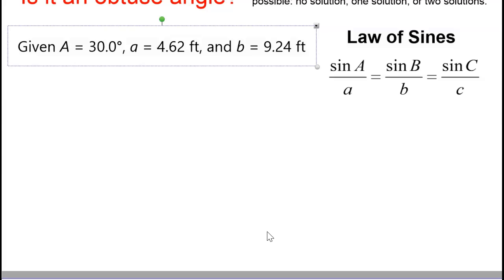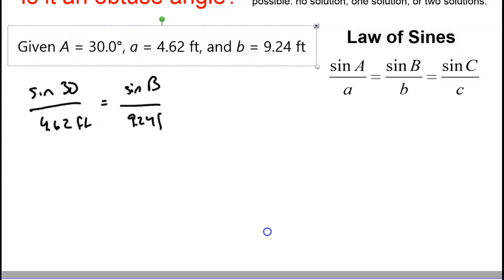So we'll go sine A, which is 30 degrees, over side A, which is 4.62 feet, equals sine B, which is what we're looking for, over side B, which is 9.24 feet.